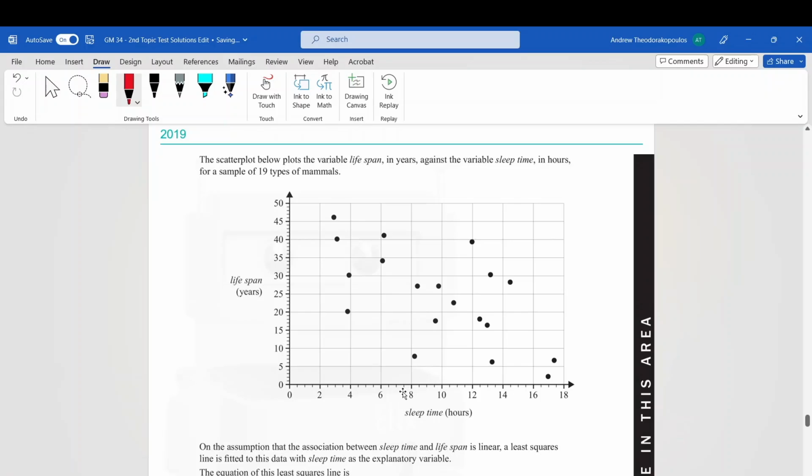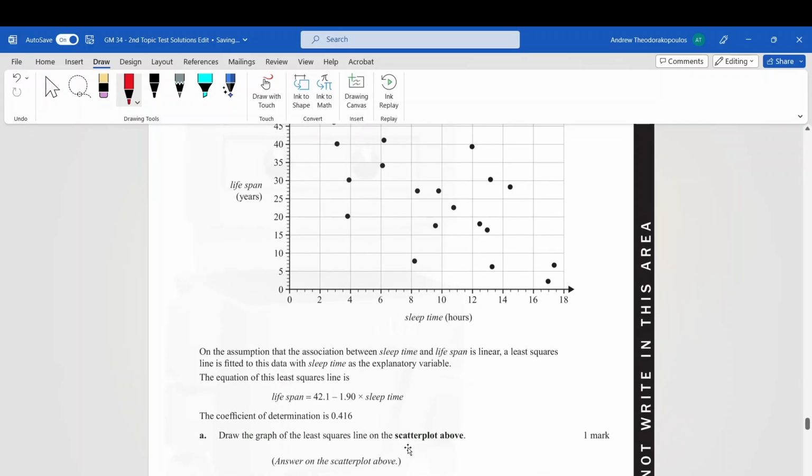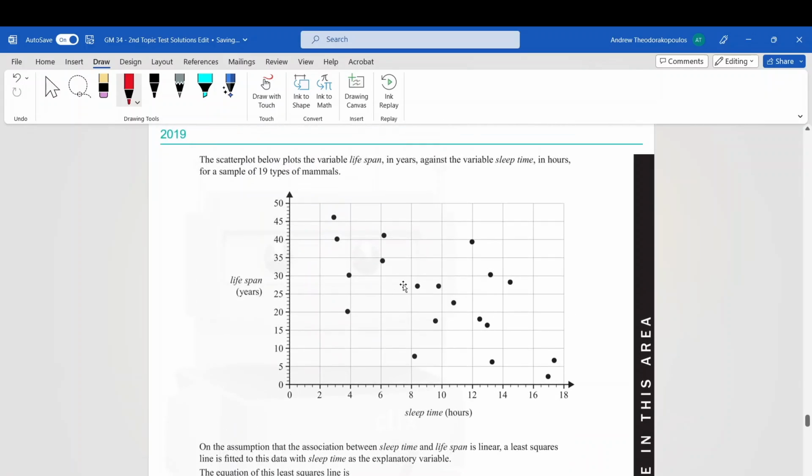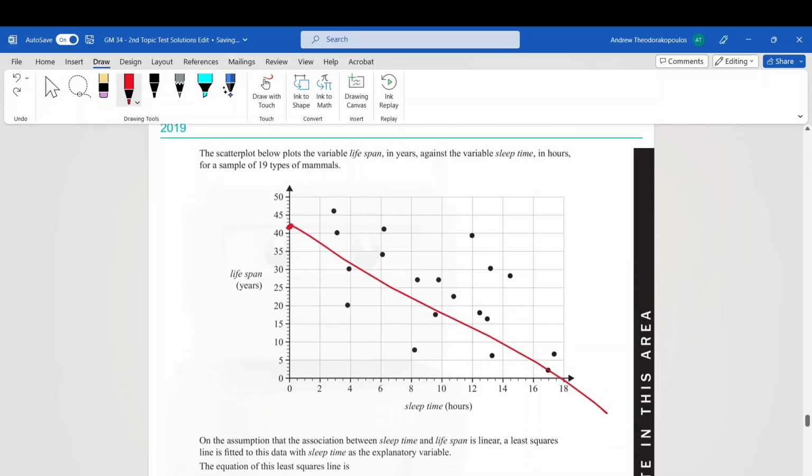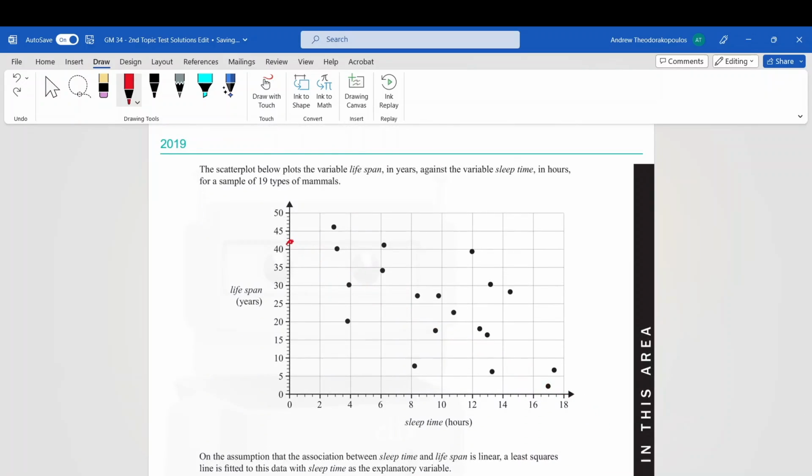Here, the first thing we need to do is draw the least squares line on the scatter plot above. What I told you guys, the most important thing is to at least make sure you've got the y-intercept in there. As long as it hits 42.1, which should be here, I told you in class that you can just draw a line that goes down, and as long as you hit the y-axis, you're fine. But there are two things. One, that's half of the question answered properly. And two, you're not always going to get a question like this where this is 0 at the bottom.